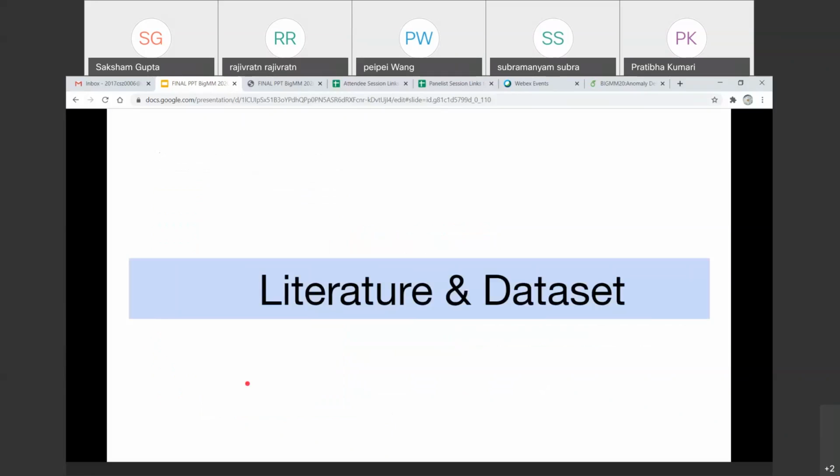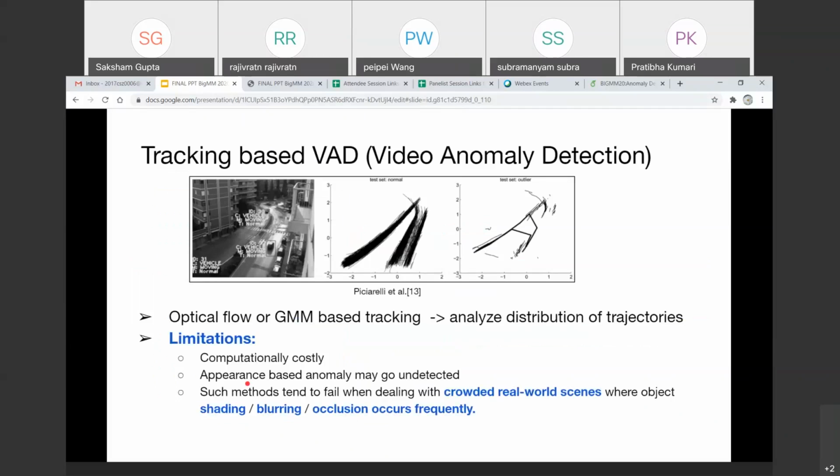Now coming to literature and datasets, the initial approaches for video anomaly detection were tracking-based methods. Generally, optical flow-based and GMM-based tracking were used to extract tracks, and then clustering-based approaches or one-class SVM-based approaches were used to analyze the tracks and classify the unusual tracks as abnormal ones. The limitation with these approaches is that it was computationally costly to keep track of each and every object coming into the scene. Another was that appearance-based anomalies may go undetected because it was only considering the motion information. Also, this method tends to fail in crowded real-world scenes where shading and blurring often occur.